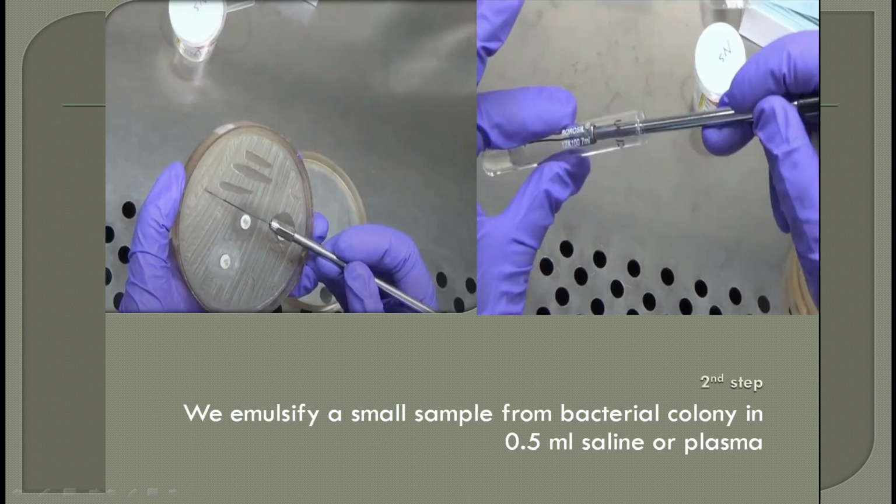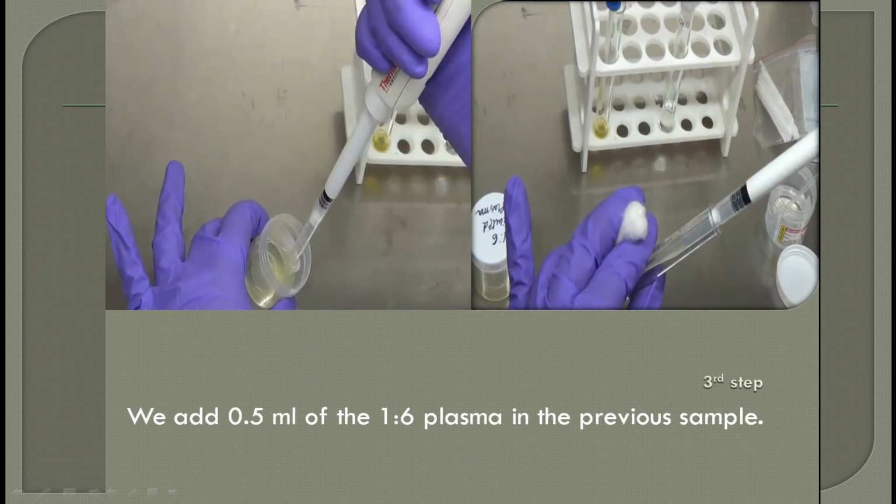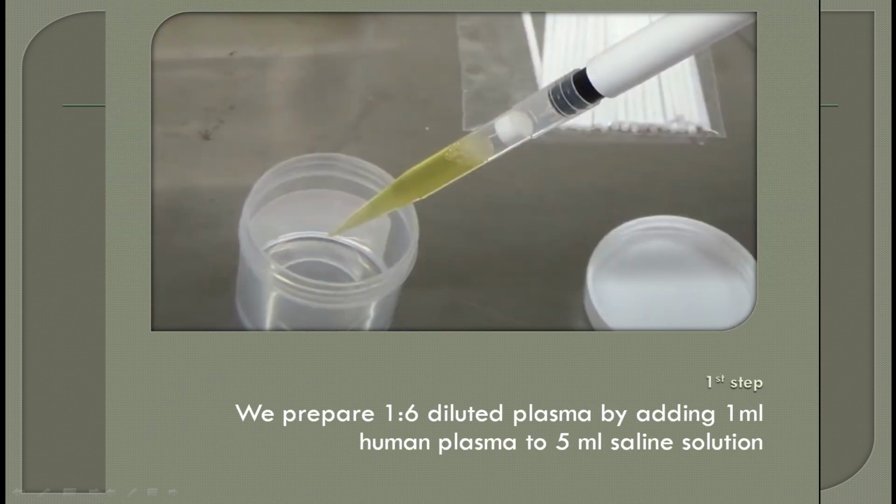Then we took a test tube, we took an 18 to 24 hours growth culture of bacteria, took a small part of the bacterial colony and emulsified that small part in 0.5 milliliters of saline or plasma solution inside a test tube. Within this test tube, now we added 0.5 milliliters of the diluted plasma, 1:6.